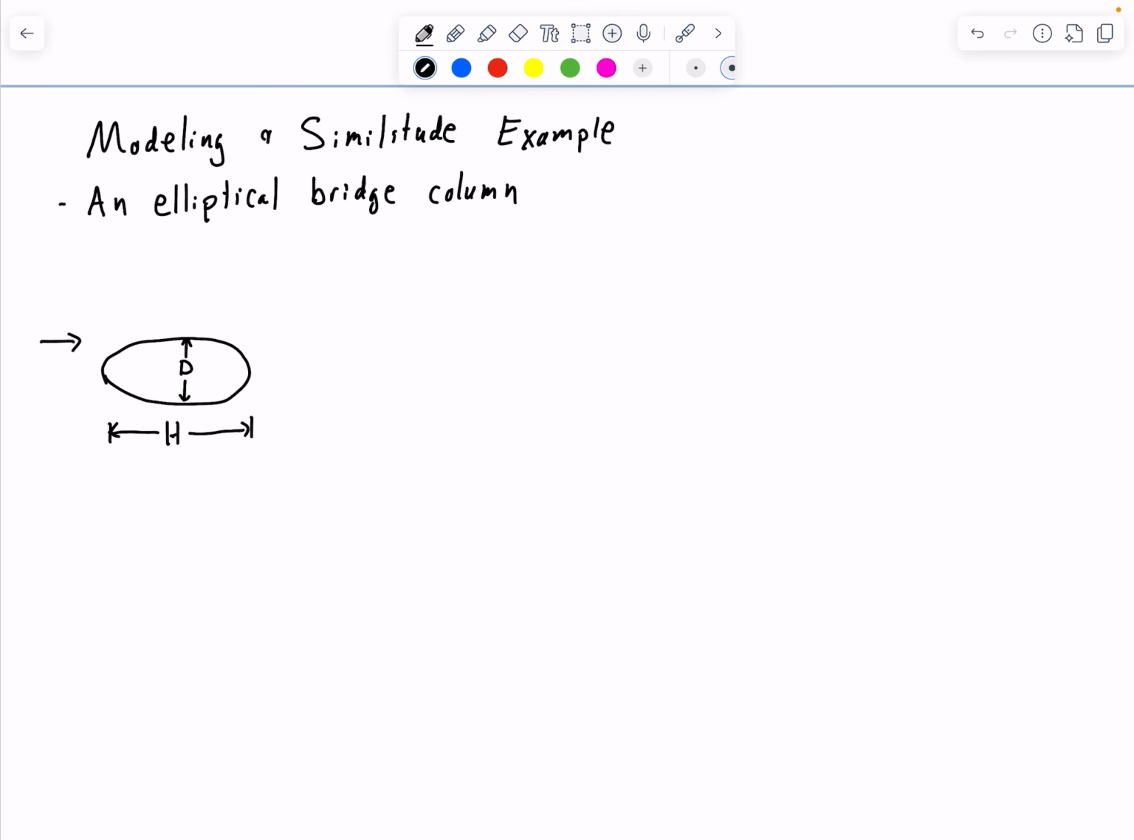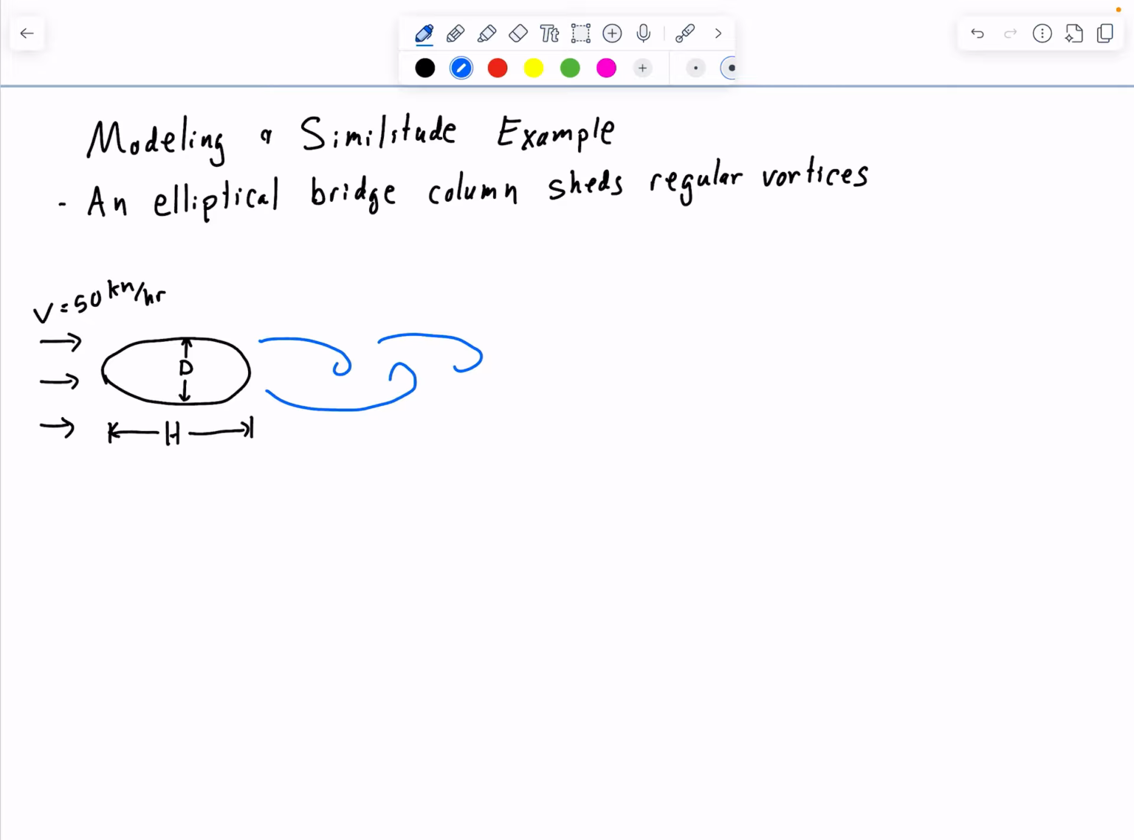And this bridge column is exposed to wind at some velocity, and that wind velocity is 50 kilometers per hour. So we have an elliptical bridge column which sheds regular vortices, and these vortices look like this, right? So we have the flow coming past it. We have some vortex which comes off like this. Maybe we have another one that looks like this, and then previously shed vortices might look like this.